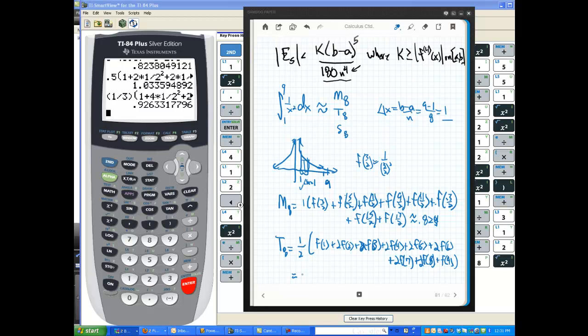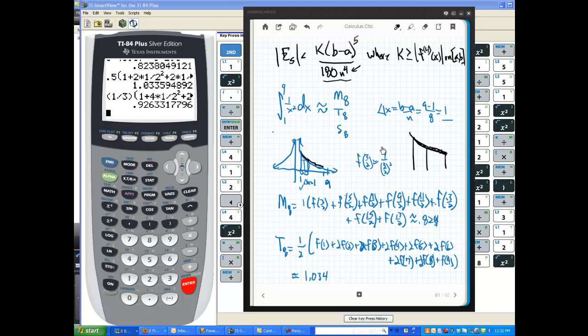For my T8, this one was a little ugly, 1.034 is what I got. Now, why are these two so different? Well, you have to remember, when I build trapezoids on this, because it's decreasing and concave down, my trapezoids are going to way over approximate, right? They're going to be above. If I've got a value here and a value here, my trapezoid is going to pick up all this extra area every single time. So that's why I have such an over approximation.